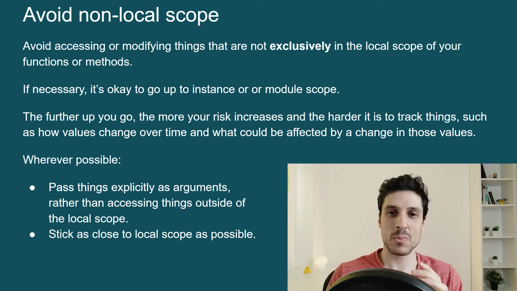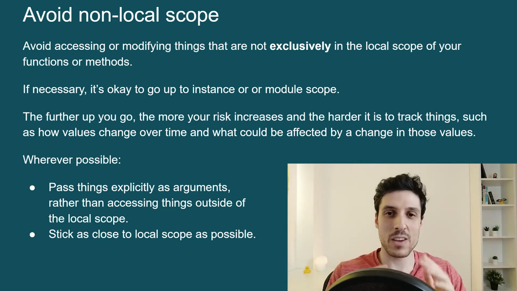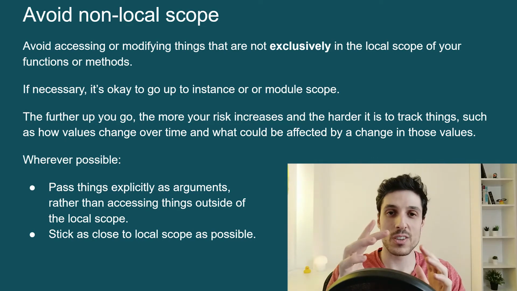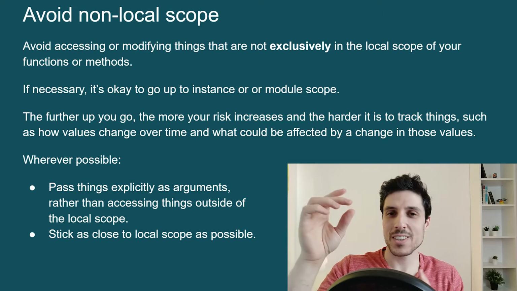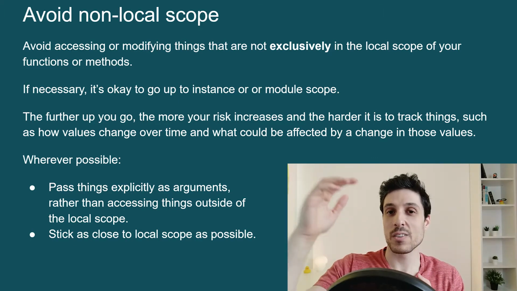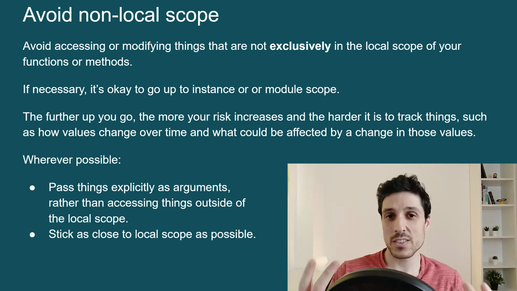So that's the thing. If something is in the local scope of your functions, it's really easy to track because you can see the entire life cycle of every single variable in your function. But if something is outside of the local scope of your functions, then it's much harder to track. You don't know what its current value is, because if many things have access to that thing, they can change it.